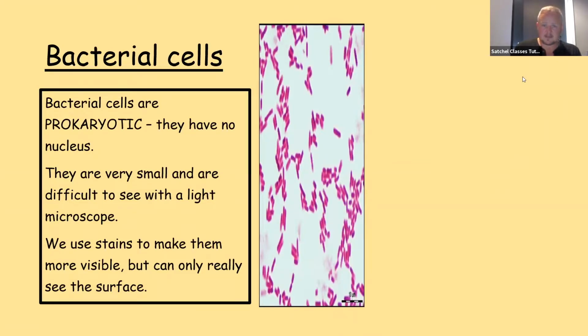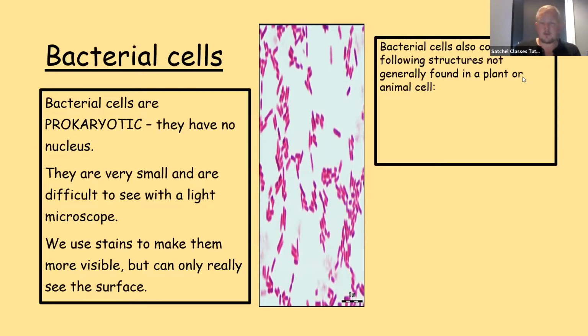To make them better to see, we can increase the magnification of the light microscope by using better and better lenses. Or we can use stains, which stain the structures and make them more visible. But even with a really good light microscope setup and a good stain, we can only really see the surface details of bacterial cells because of how small they are. Bacterial cells also contain the following structures that are not generally found in a plant or an animal cell. It's what makes them unique.